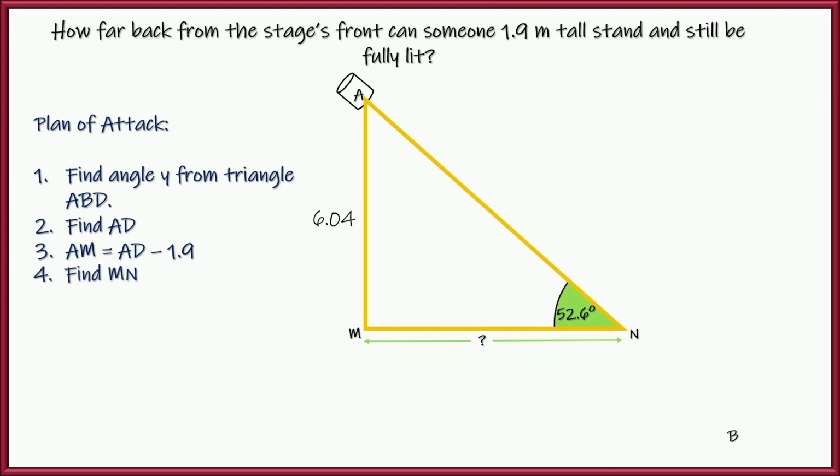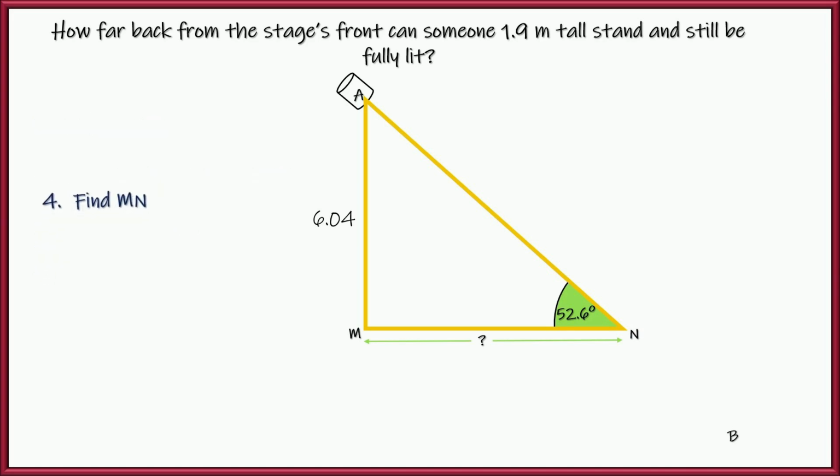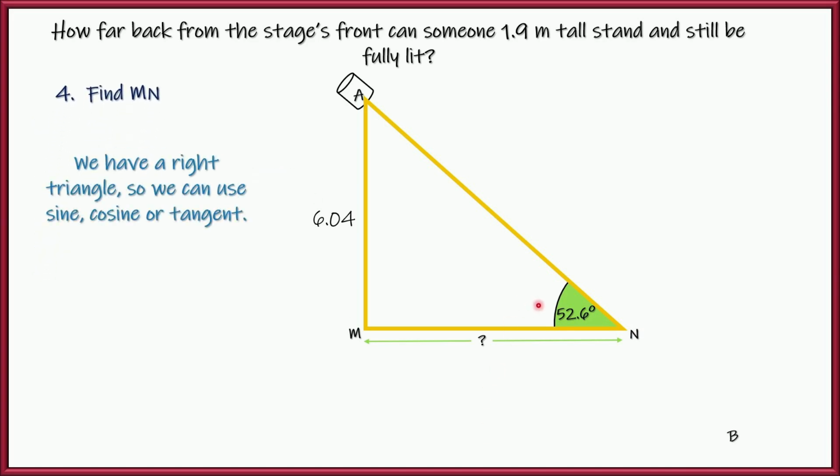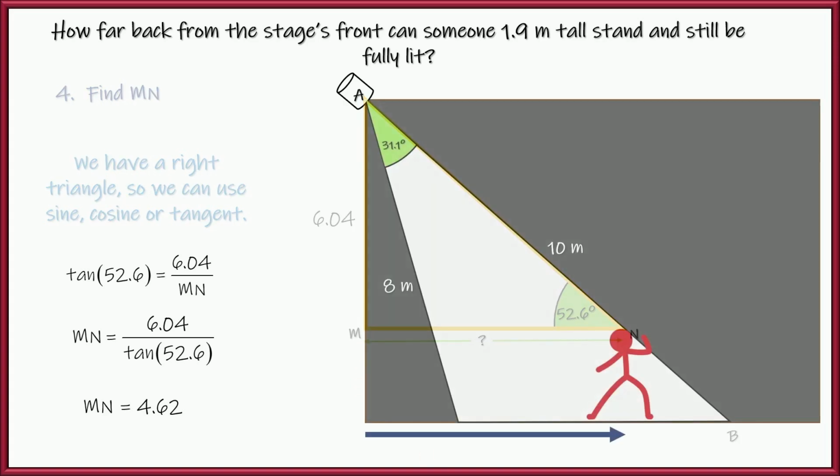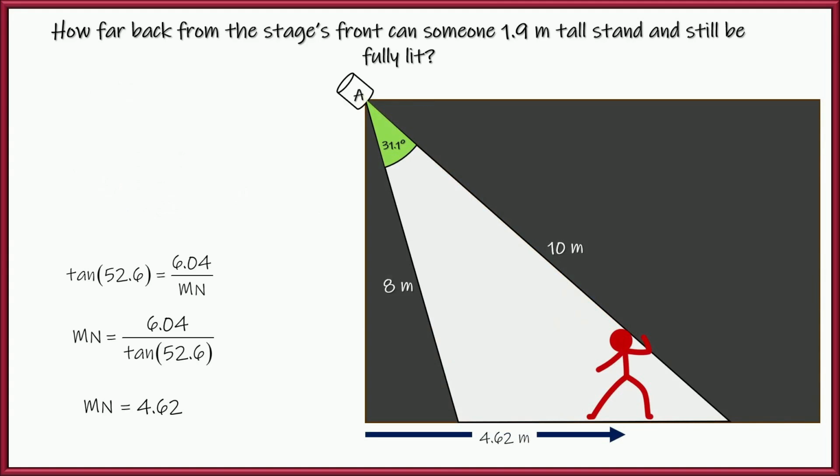Once again, we have a right triangle, and we have to figure out, are we going to use sine, cosine, or tangent? Well, I know the opposite side. I need the adjacent side. Well, opposite and adjacent, that would be tangent. Right, so the tangent of the angle is the opposite divided by the adjacent. So just doing a little rearranging right here, multiplying both sides by MN and dividing by the tangent of 52.6, we get this. We can plug that into our calculator, and we can find that the distance from M to N is 4.62 meters. That's pretty cool, right?